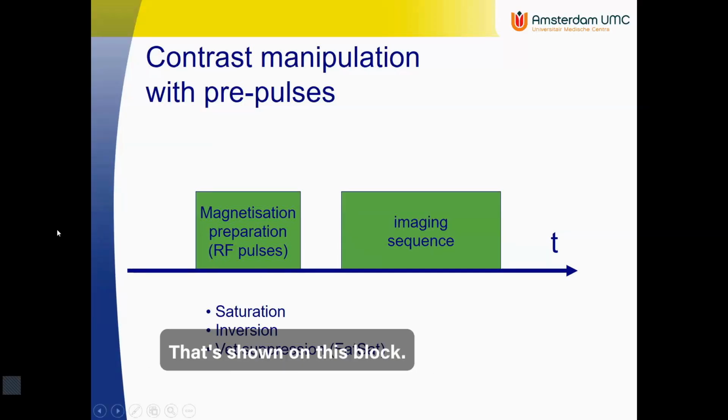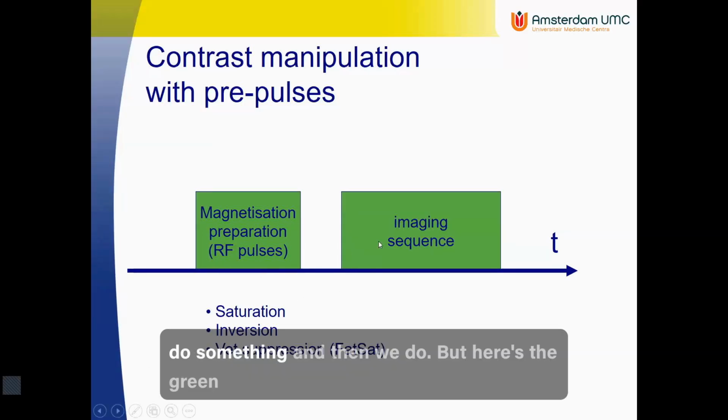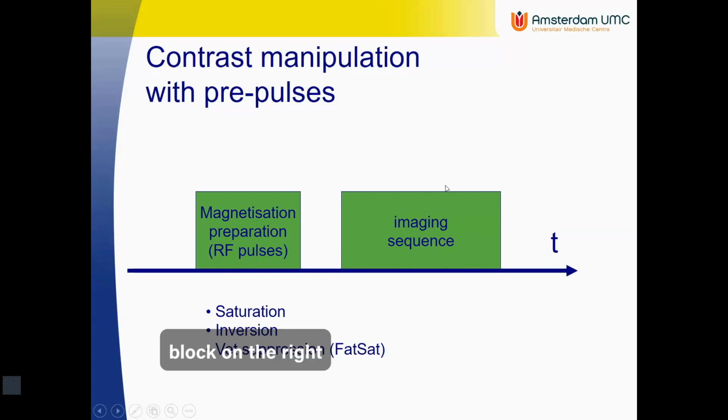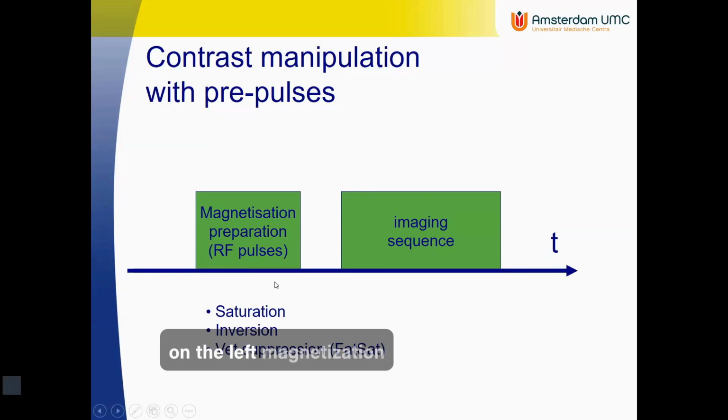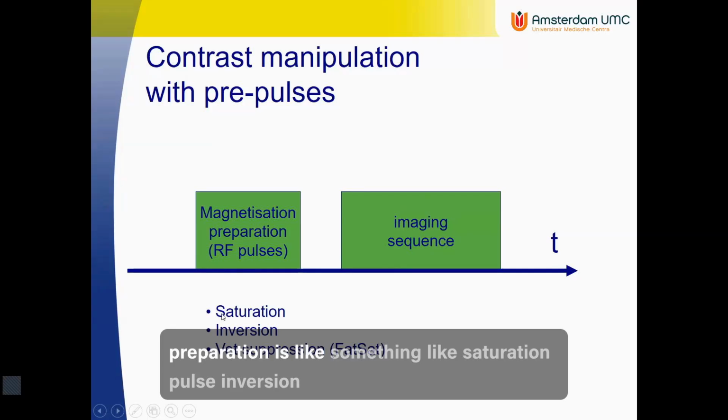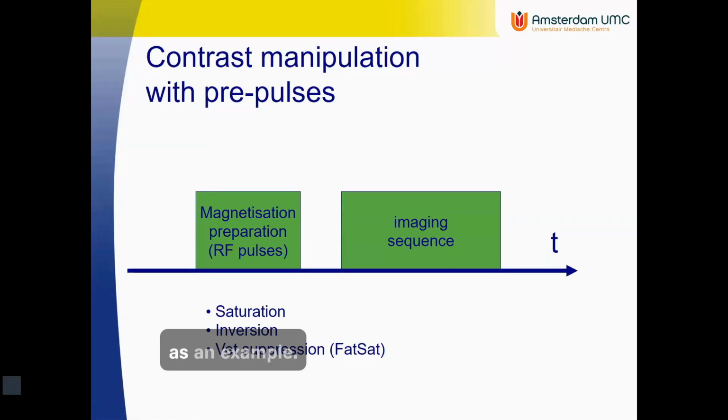It's shown on this block. First we do something, then comes the green block on the right: the imaging sequence, a repetitive excitation pulse and getting that signal, as we've seen before. In the magnetization preparation block on the left, we can use things like saturation pulses, inversion pulses, or fat suppression pulses. I will talk about the inversion pulse as an example.